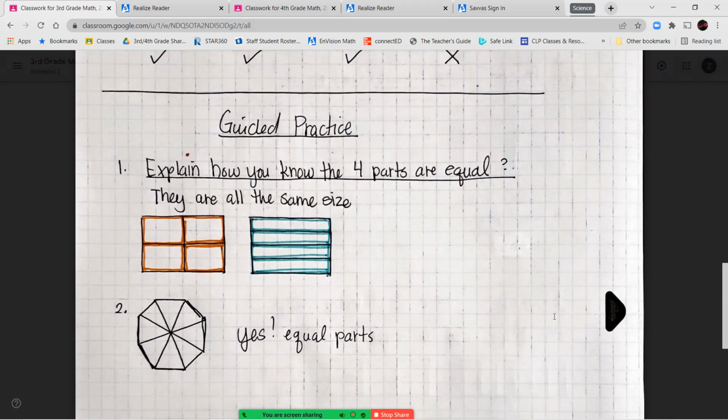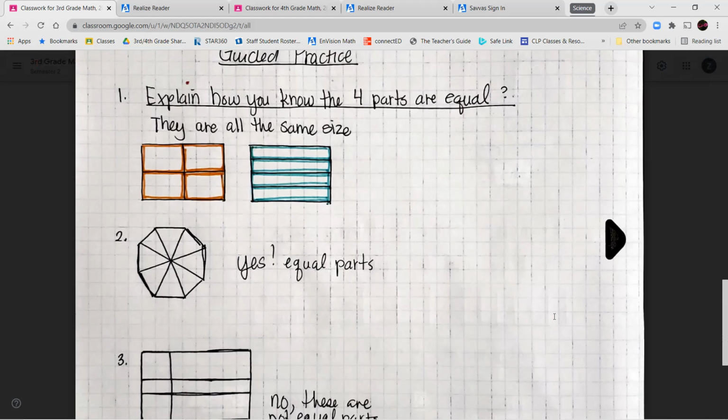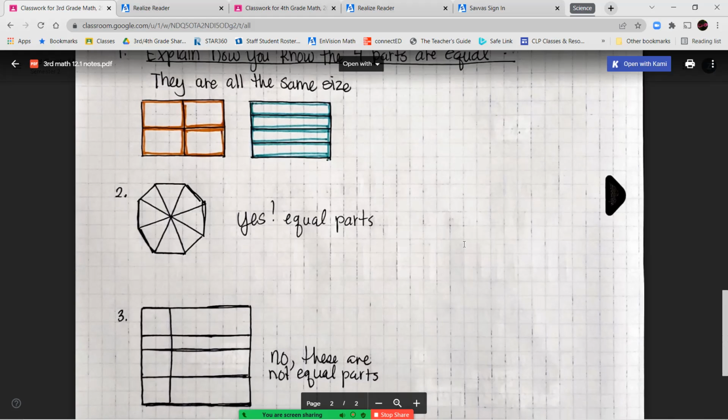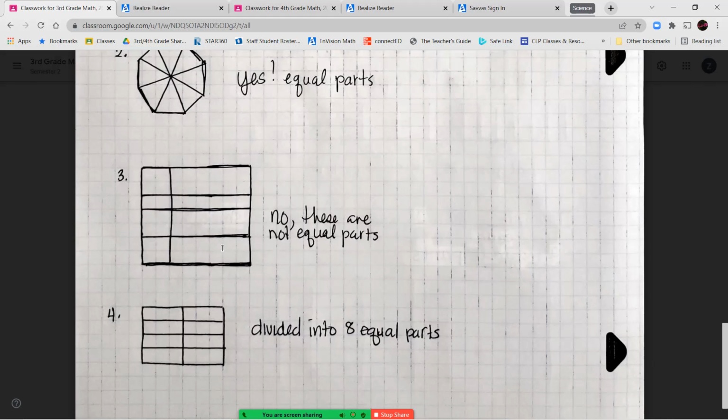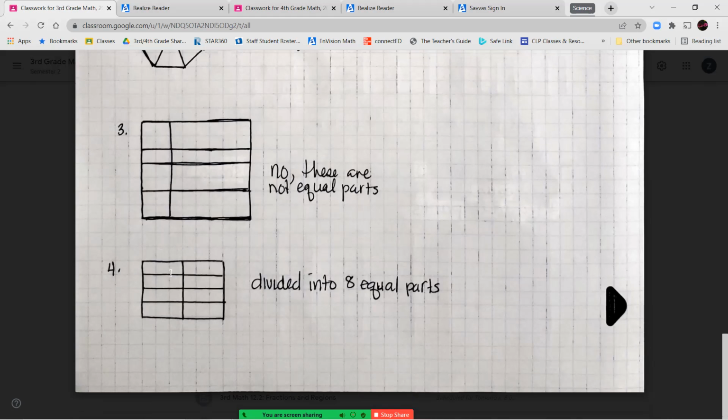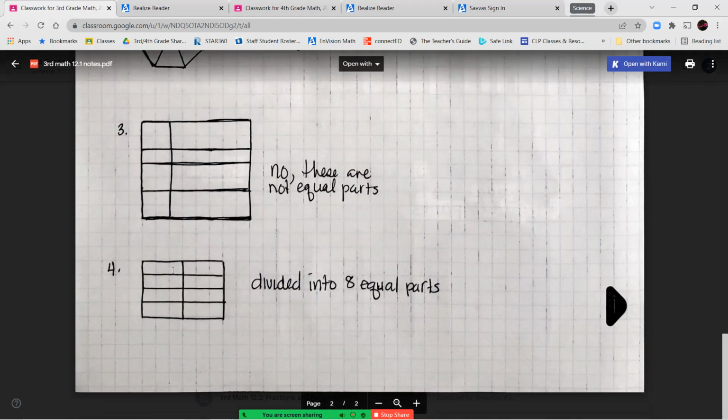Now let's take a look at our guided practice. It says, explain how you know that the 4 parts are equal. Well, we know that they're equal because they are all the same size. They have the same area. They take up the same amount of space as all of the other parts in the whole. For number 2, it gave you this shape and it said, are these broken up into equal parts? And yes, these are equal parts. And number 3, it's asking, are these broken up into equal parts? And here our answer is no, they are not. And for number 4, it asked us to divide this rectangle into 8 equal parts. So I cut it across so that we have 4 long rectangles, and then I cut it down the middle. So then we had 8 shorter rectangles.